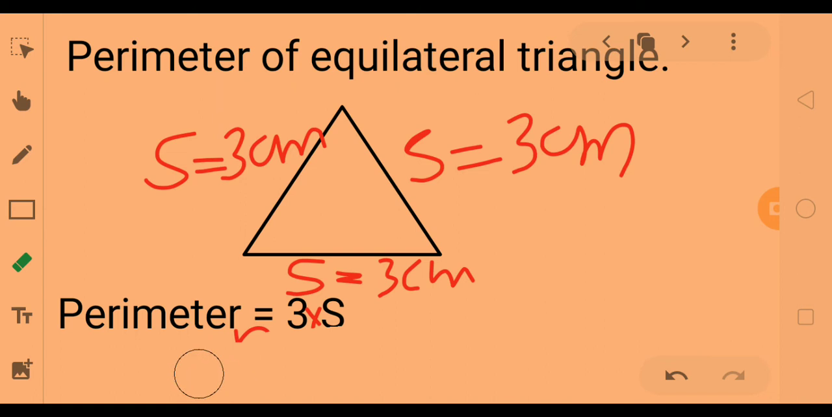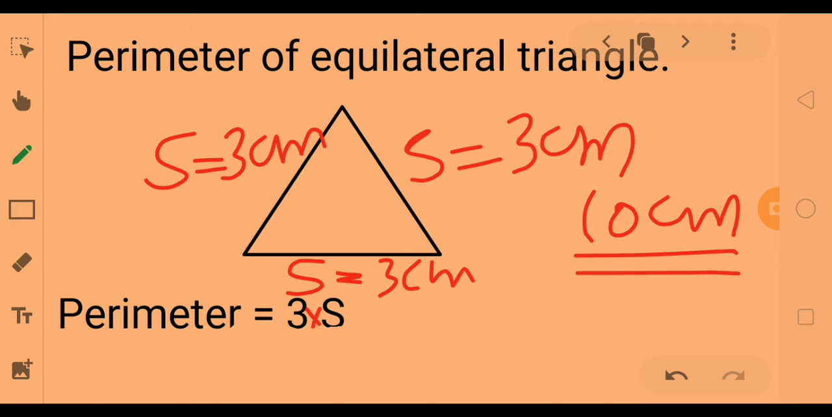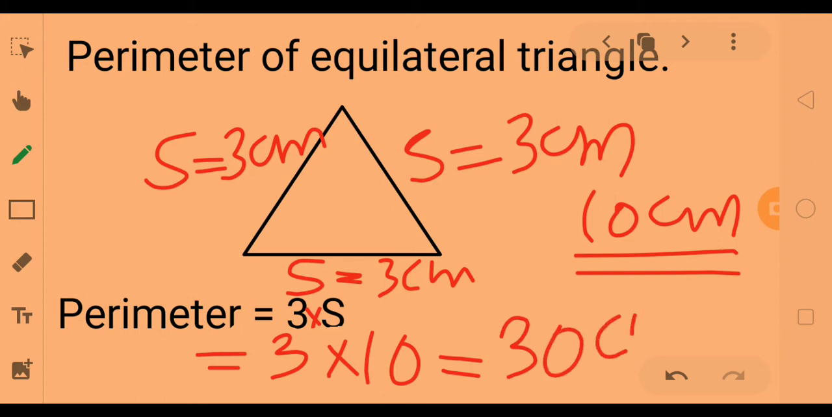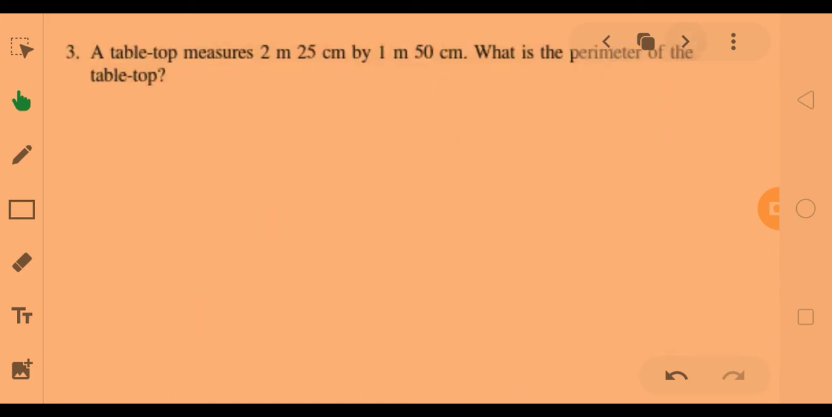9 centimeter is the perimeter of this equilateral triangle. Suppose an equilateral triangle has a side of 10 centimeter. What would be its perimeter? We can use this formula, 3 times the side of the particular equilateral triangle, which is 10. So its perimeter would be 30 centimeter. 30 centimeter is the perimeter of the particular equilateral triangle.